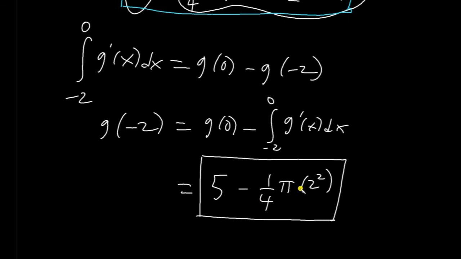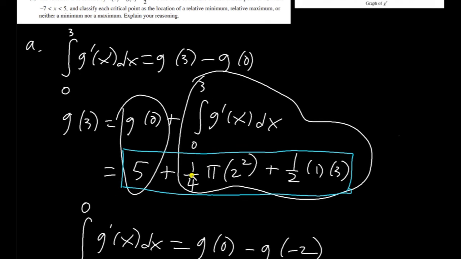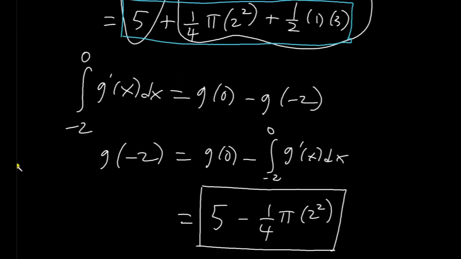And now I'll tell you the points. This is a 3-point question in total. We got 1 point for using the fact that g of 0 equals 5, 1 point for finding the value of g of 3, and another point for finding the value of g of negative 2.